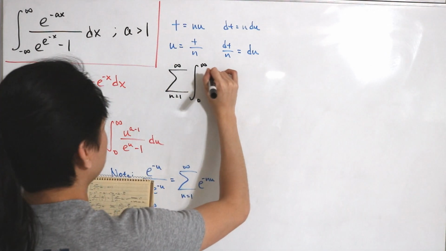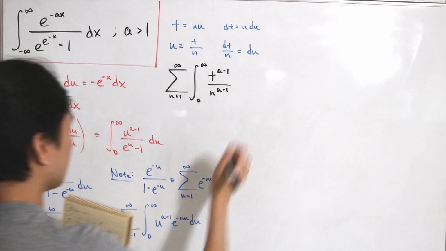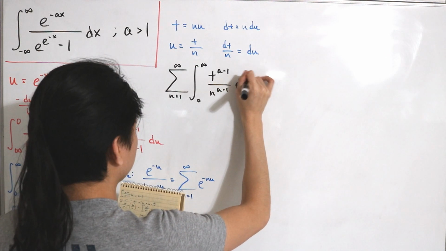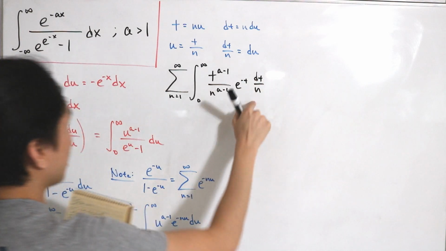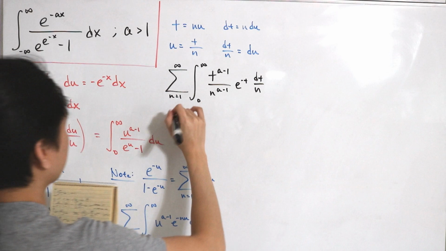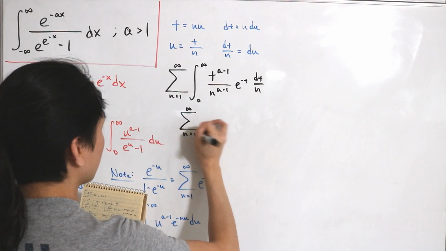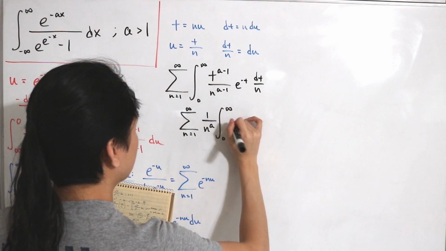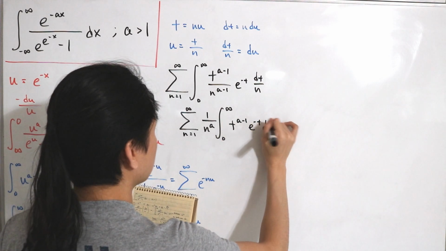Then if we put the t divided by n back in terms of u, this is going to be t to the power a subtract 1 divided by n to the power a subtract 1. Put in e to the negative nu, so this is going to be e to the negative t. Put in our new du substitution, which is dt divided by n. Then n can follow over here for this base, so that the negative 1 disappears, and because it's a constant, we can put that outside of our integral. That's associated with the sum. So we have 1 divided by n to the power a, multiplied with the integral from 0 to infinity of t to the power a minus 1, multiplied by e to the negative t, dt.